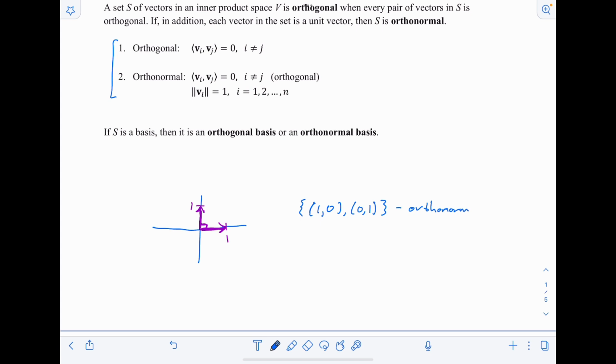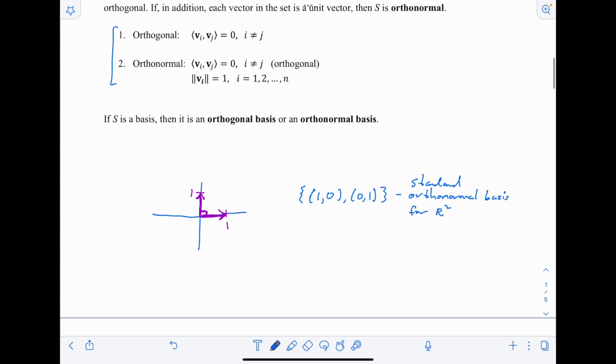Orthonormal basis for R2. Okay, and in addition to that, we could even say that it's a standard orthonormal basis, right? So standard again because it's the (1, 0), (0, 1).